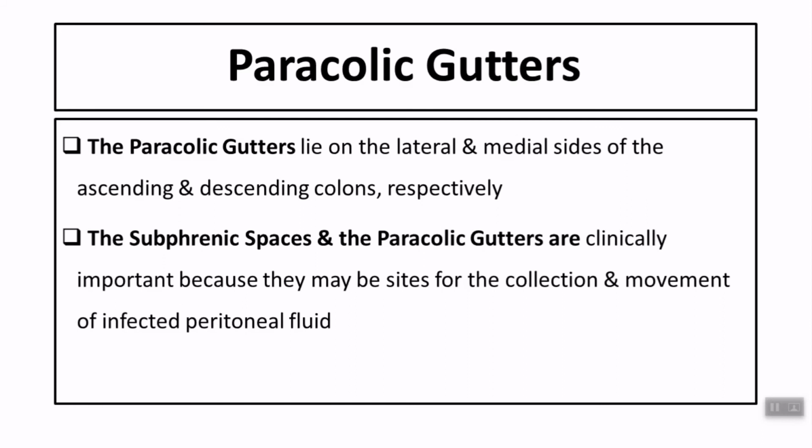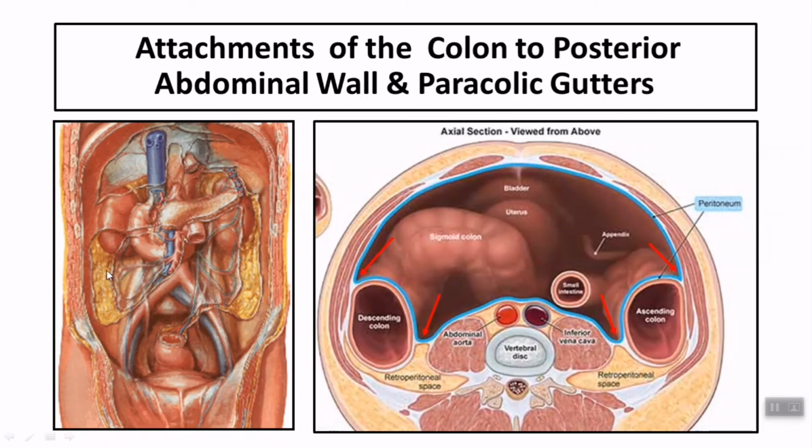As we said, the subphrenic spaces and the paracolic gutters are clinically important. Why? Because there is a continuity between them, and they may be a site for the collection and movement of infected peritoneal fluids. Here we see the descending colon, and the ascending colon, and we have this site of reflection of peritoneum covering the colon. On the medial and lateral side of the ascending colon, we have this angle that is called the paracolic gutters.